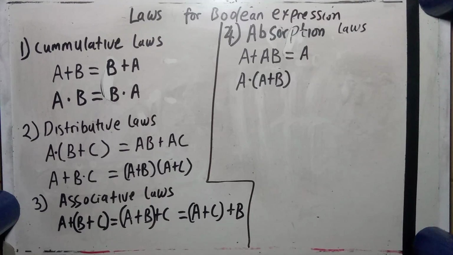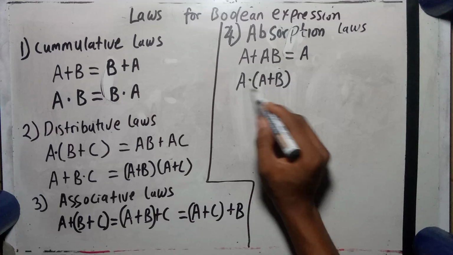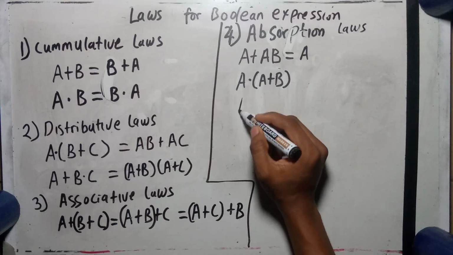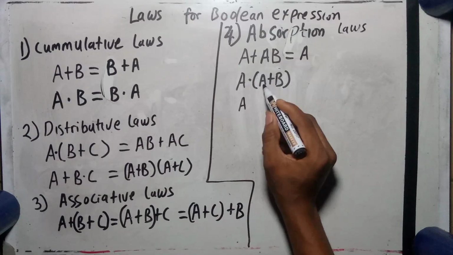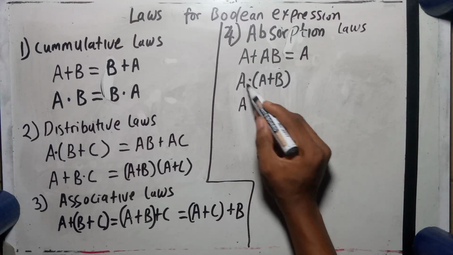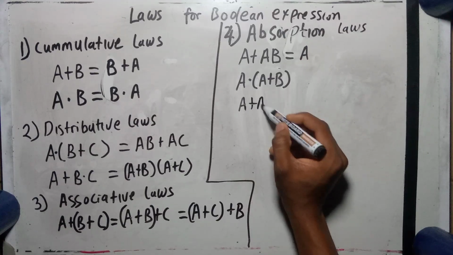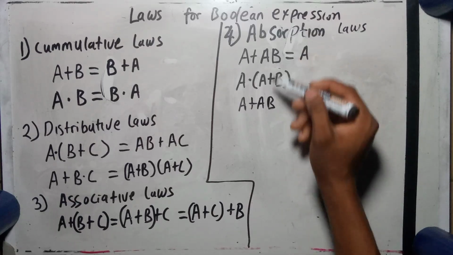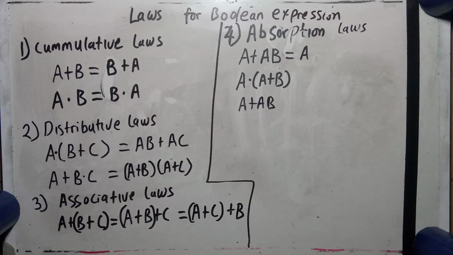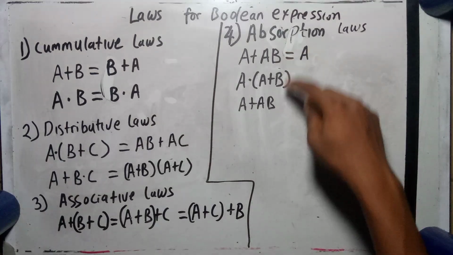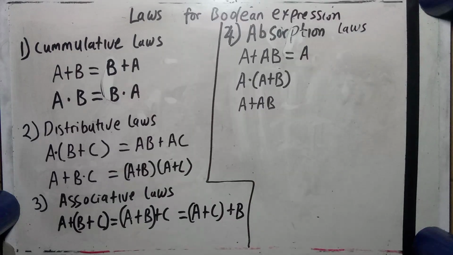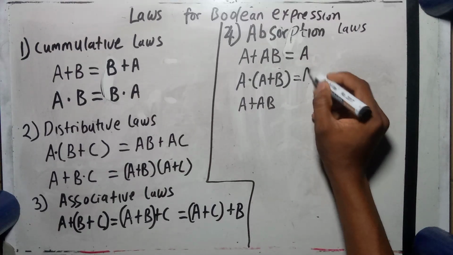Now let me play around with this. If you open the bracket, you are going to have A times A, which we say is A. When you're multiplying yourself, it is still the same thing, A, and then plus AB. As you can see, we are getting the same thing as this. This and this are the same. So this will definitely give us A.